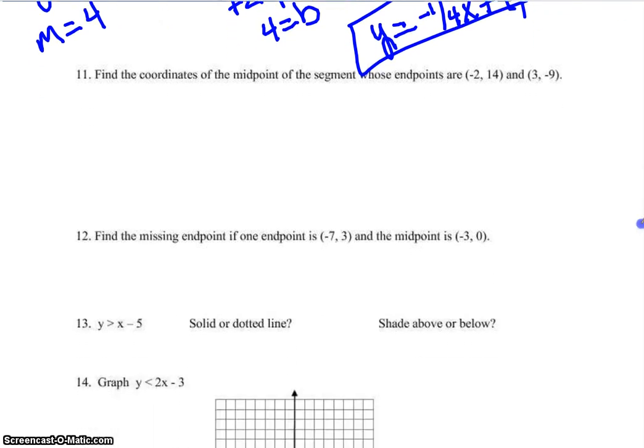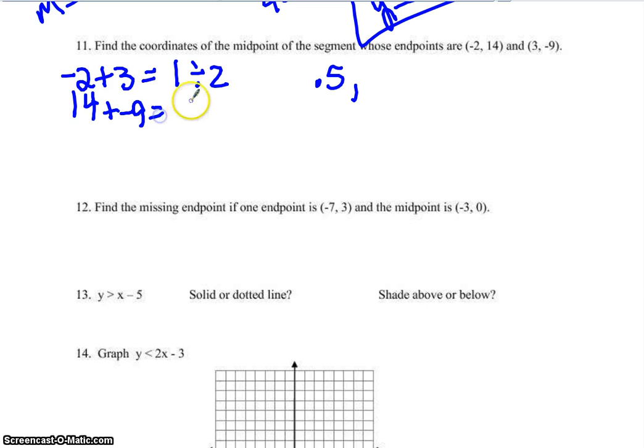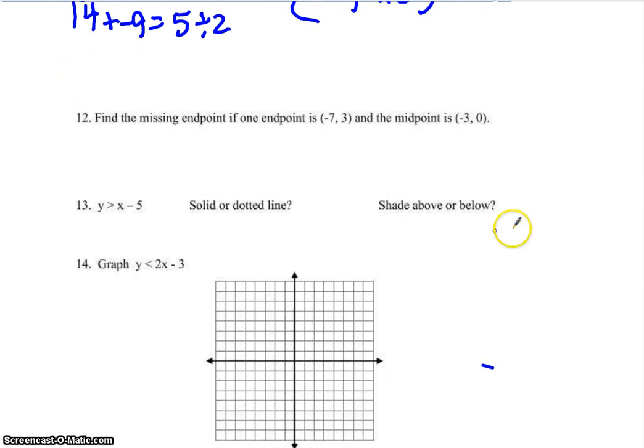Find the coordinates of the midpoint. We haven't talked about that in a while. Remember, you add your x's divided by 2, you add your y's divided by 2. So negative 2 plus 3 is equal to 1 divided by 2 is equal to 0.5 is your x. 14 plus negative 9 is equal to 5 divided by 2 is 2.5 is your y value.